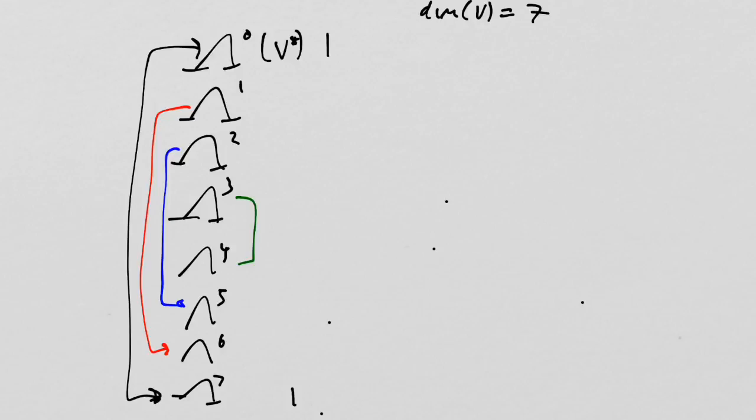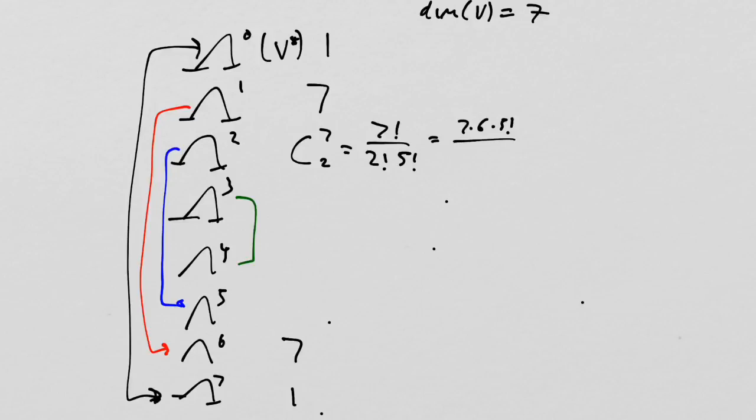This is going to have dimensionality of 1. This is going to have dimensionality of 7. Therefore, I know this has dimensionality of 7. And then this is going to have dimensionality of 7 choose 2, which is 7 factorial over 2 factorial times 5 factorial, since 7 minus 2 is 5. That's 7 times 6 times 5 factorial divided by 5 factorial over 2 factorial, which is going to be 7 times 3, which is 21 dimensions. So this one will have 21 dimensions.